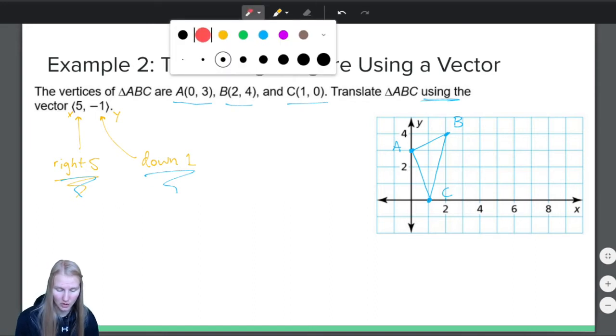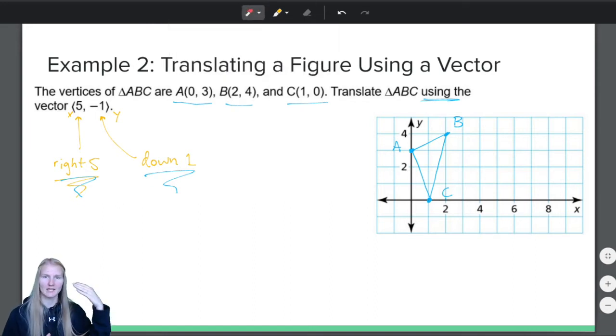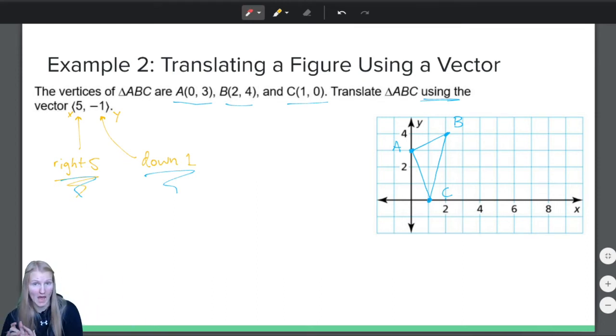Now, I'm going to switch colors because remember, when we looked at our definitions, the pre-image was blue and the image was red, so I'm going to keep using those colors. So if I'm moving right 5 and down 1, I'm going to do that to each point. So let's take A and let's move it to the right 5. 1, 2, 3, 4, 5, and down 1. So here is our new point A, and we call it A prime. A prime is like new A.